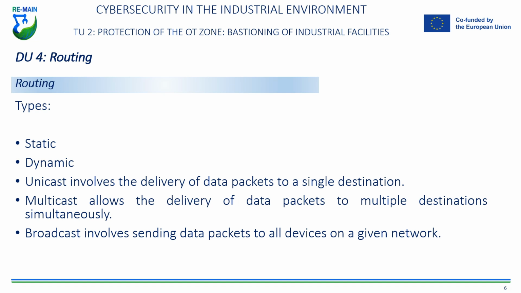Unicast routing involves the delivery of data packets to a single destination, while multicast routing allows the delivery of data packets to multiple destinations simultaneously. Broadcast routing involves sending data packets to all devices on a given network. Routing is also important for network security, as it allows the implementation of access control policies and the prevention of attacks on the network. Routing devices can use different techniques, such as packet filtering and port blocking to secure the network, firewalls.